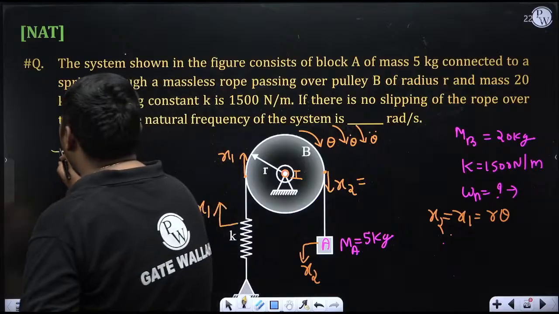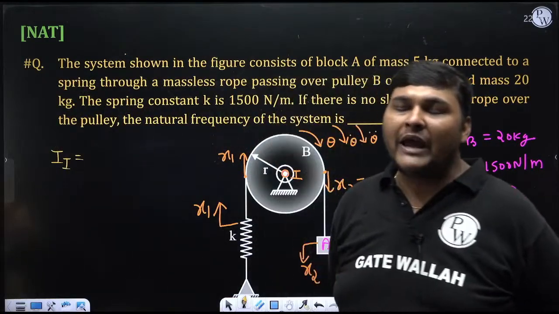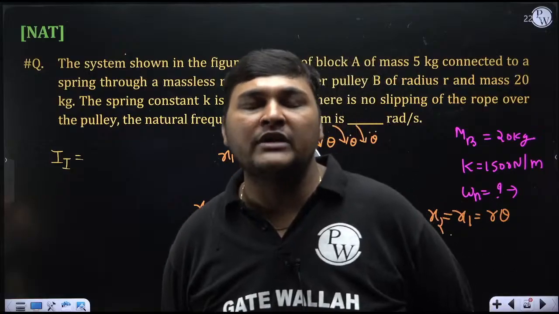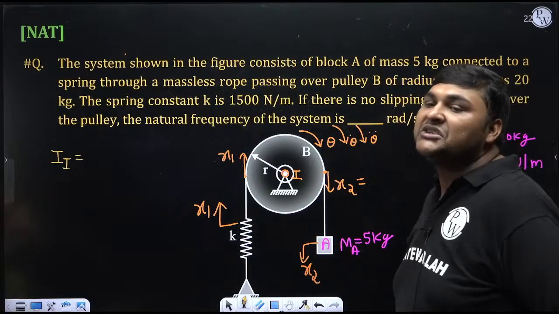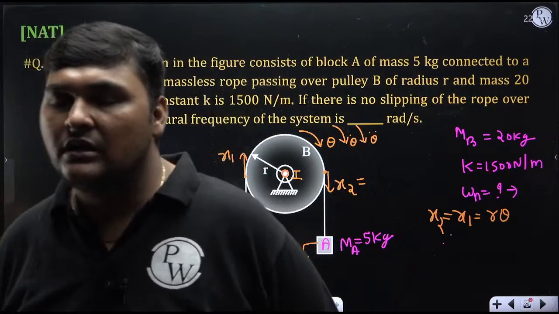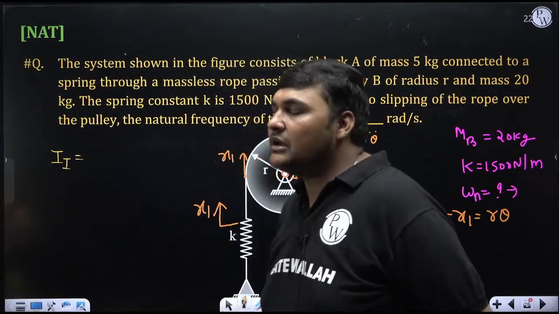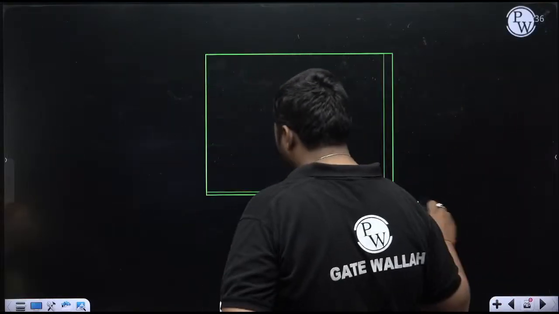Now in this question, no expression is given to calculate the mass inertia of the pulley about the O center. If no expression is given, you will always consider the shape of the pulley as a disc, a solid disc. And the formula to calculate it, I am writing separately. This formula you should know.